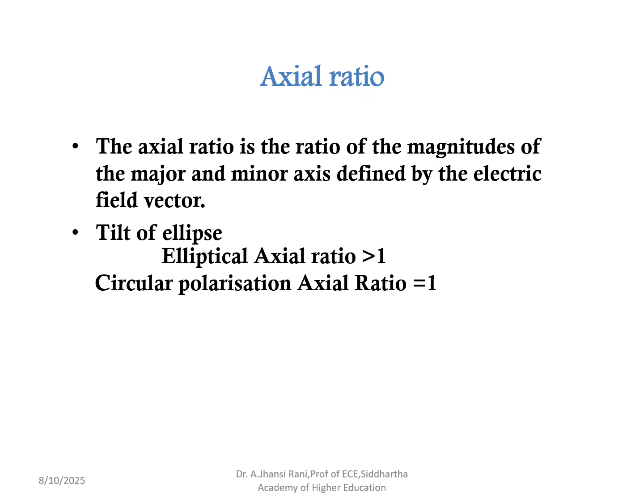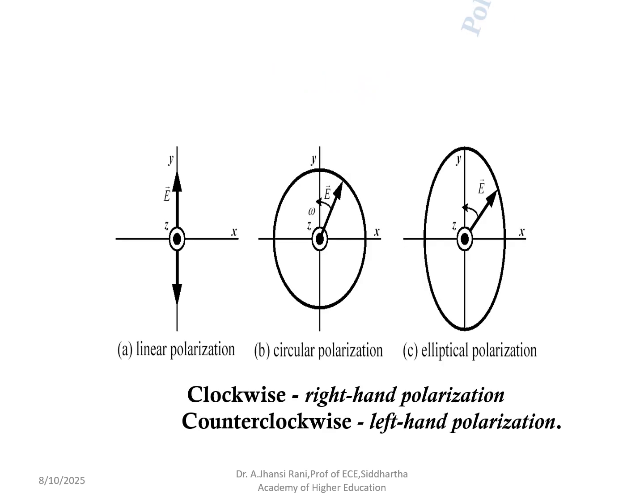The axis ratio is the ratio of the magnitudes of the major and minor axes, defined for the electric field vector only. That is the tilt of the ellipse. For the ellipse, the axis ratio is greater than 1, and for circular polarization the axis ratio equals 1. There is no distinct minor and major axis. Both are the same for circular polarization, so the axis ratio is equal to 1.